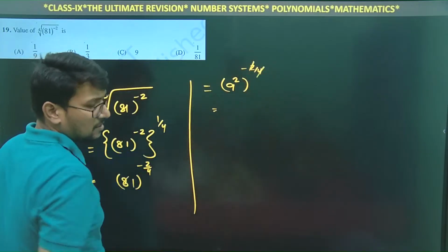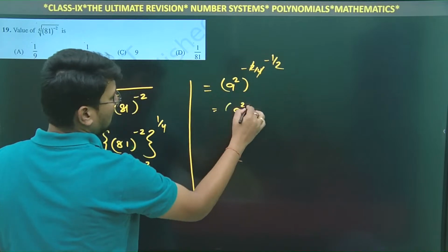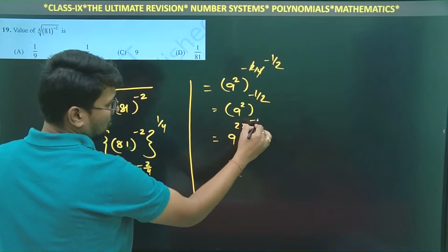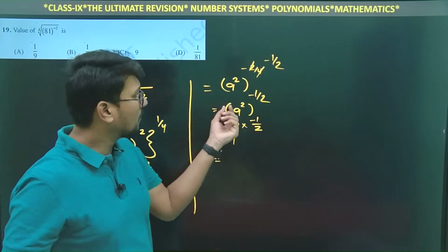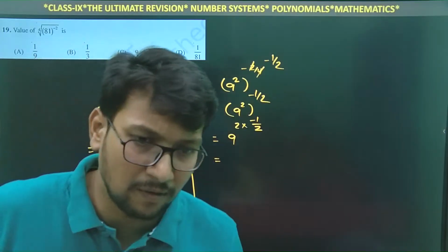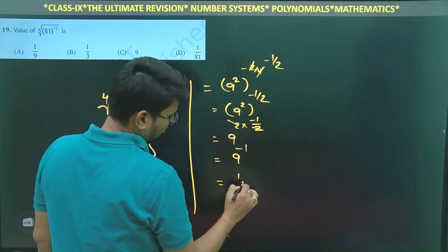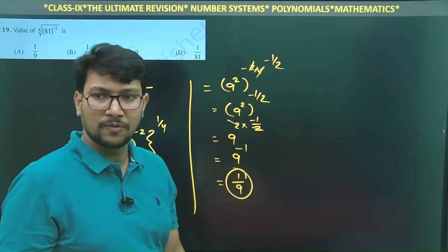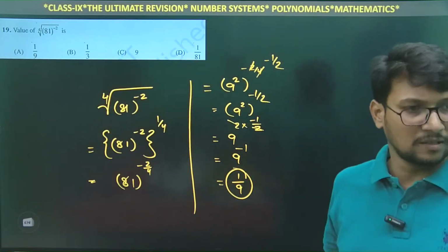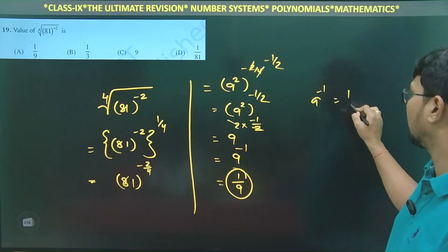Minus 2 by 4 you can cancel. That is minus 1 by 2. So 9 to the power 2 whole to the power minus 1 by 2, that is 9 to the power 2 into minus 1 by 2. Are you clear? So we are using here that same law: a to the power m to the power n. Got it? So 2 cancels. 9 to the power minus 1 is how much? Do you know this one? If the power is negative, the base will be reciprocated, with the same power. Okay. So 9 to the power minus 1 equals 1 by 9.